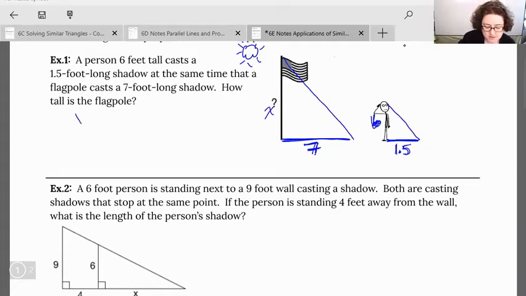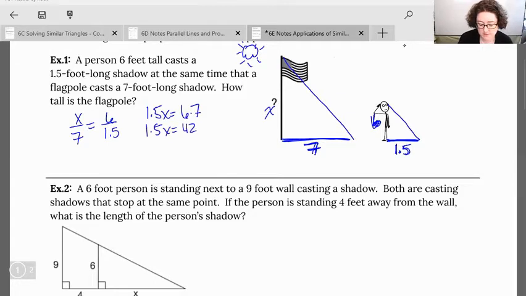And so again, the order is not as important as being consistent. So if I'm going to compare the height of the object to the shadow, then same thing, height of the person to the shadow. Then cross multiply and solve. So 1.5x is going to be 6 times 7. In other words, 42. And so x is 42 divided by 1.5, which gives us 28. So the flagpole is 28 feet tall.